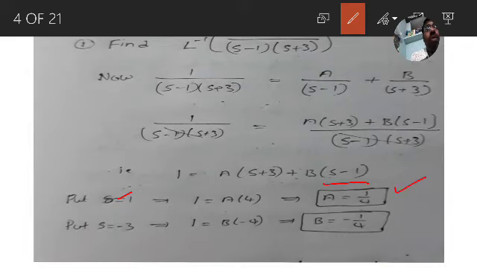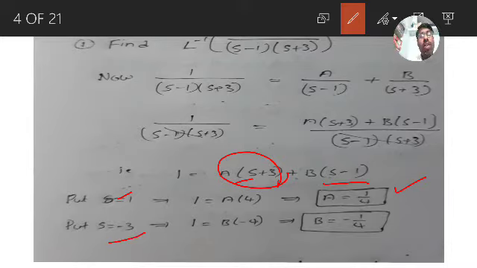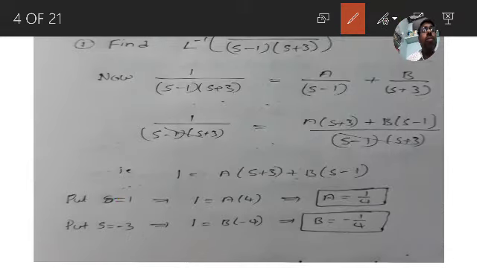Now to get the B value, you have to make A 0. How to make A 0? Put s is equal to minus 3. Putting s is equal to minus 3, the A term becomes 0. Then 1 is equal to B into minus 4, so B is equal to minus 1 by 4. So the A value you got is 1 by 4, and B is equal to minus 1 by 4. Now in place of A you write 1 by 4, and in place of B you write minus 1 by 4.